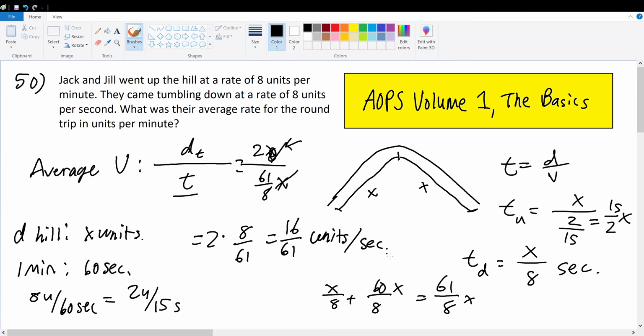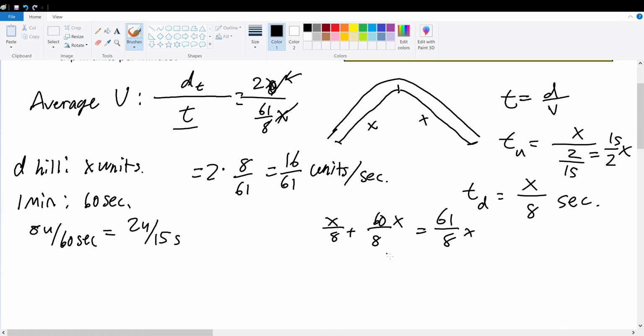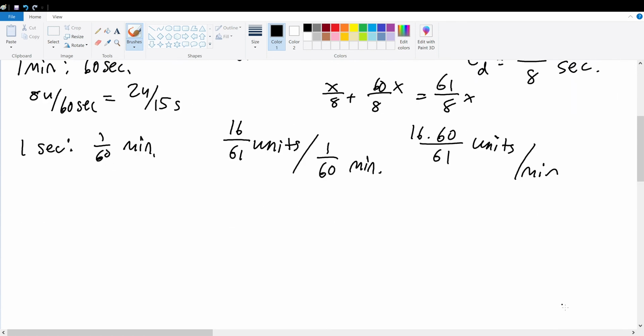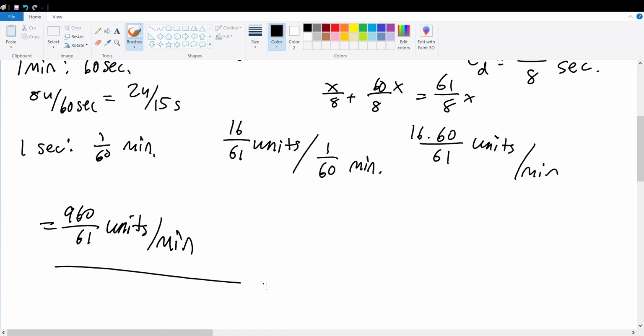And we need to convert this to units per minute. And we know that a second is equal to 1/60th of a minute. So I'll write it down here. 1 second is worth 1/60th of a minute. Therefore, 16 over 61 units divided by 1 second, which is worth 1 over 60 minutes, we can simplify to be 16 times 60 over 61 units per minute. And we can further simplify this, which is then equal to 960 over 61 units per minute, which is our answer for this question and the average velocity that Jack and Jill traveled throughout the trip.